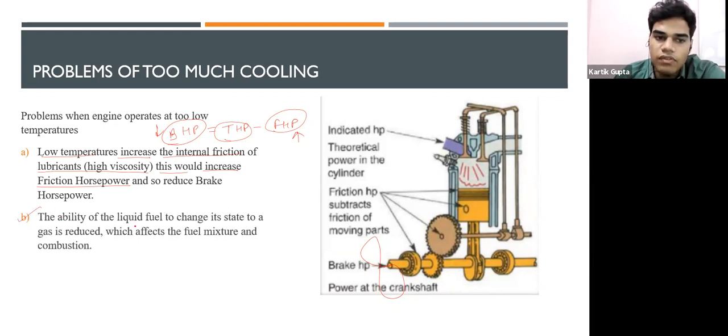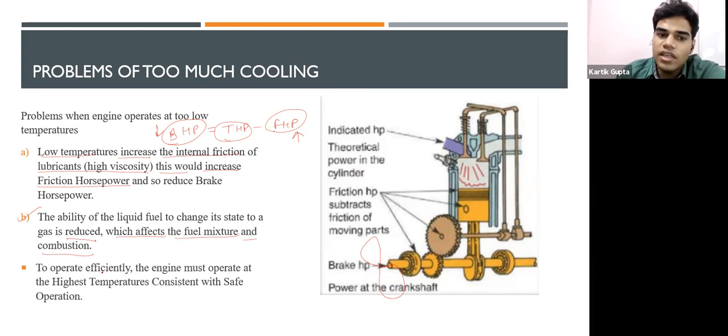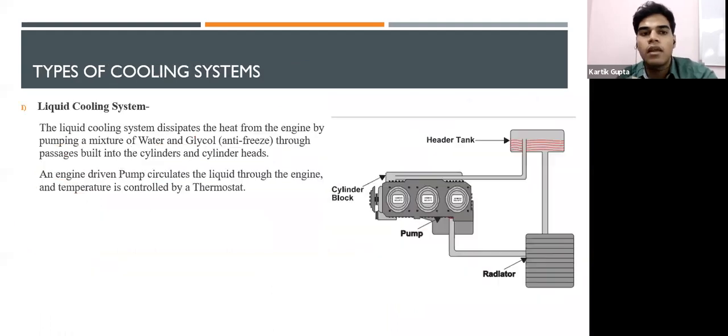Secondly, the ability of the liquid fuel to change its state to a gas is reduced, which affects the fuel mixture and combustion. Lastly, to operate efficiently, the engine must operate at the highest temperature consistent with safe operation. So we require a temperature that should be high, but it should be consistent with safe operation. We don't want it more cold. We don't want it more hot. We just want it in the middle. So let's discuss the main topic.